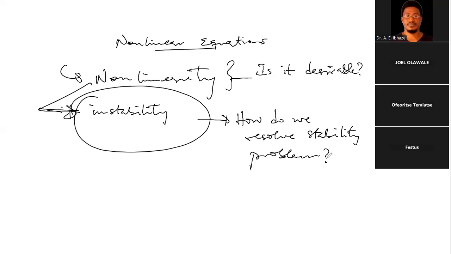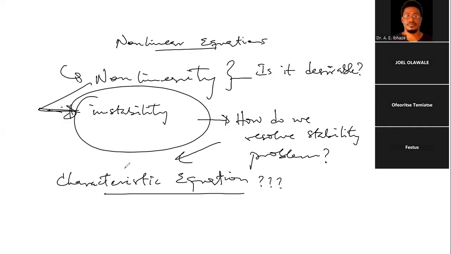I know most of our colleagues in power systems love to research in stability analysis, so I think it's one area they've been able to figure out the easy way out. That is why we want to look at nonlinear equations, because we want our systems to be stable. And for our systems to be stable, there's something we call the characteristic equation. Do we still remember this? Yes, sir.